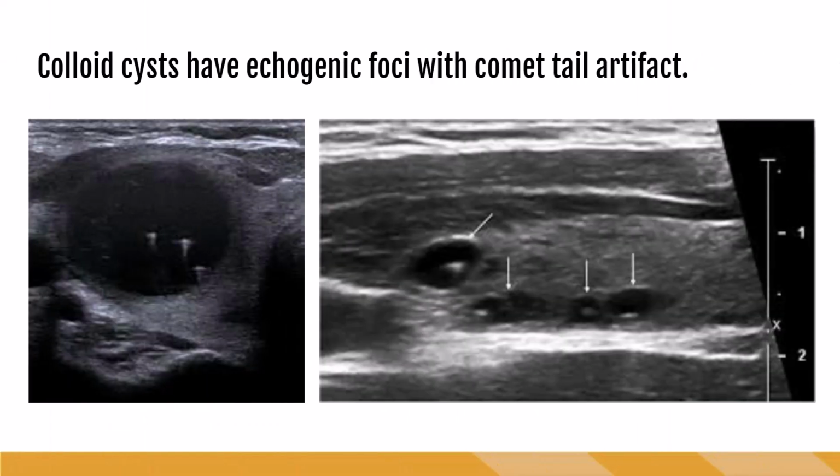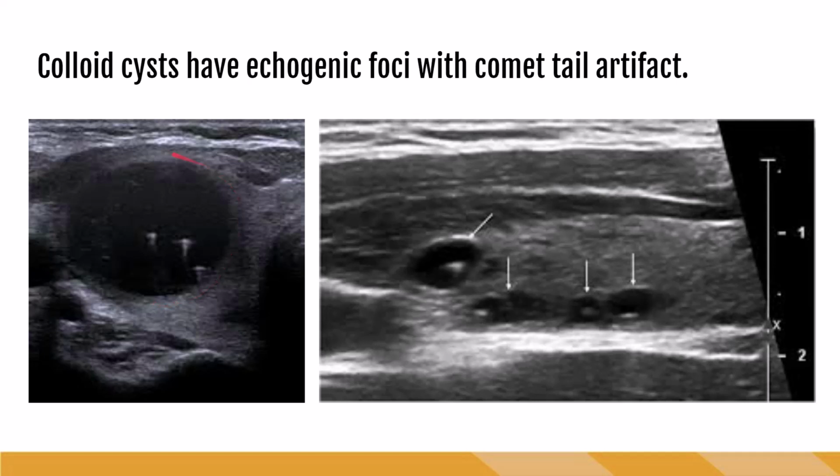Colloid cysts are also anechoic, but tend to contain small echogenic foci. Now, we learned earlier that small calcifications are worrisome, but what makes these different is that they exhibit a comet tail artifact. So if you see echogenic foci, make sure that your images are showing that comet tail artifact, so TI-RADS grading is appropriate.